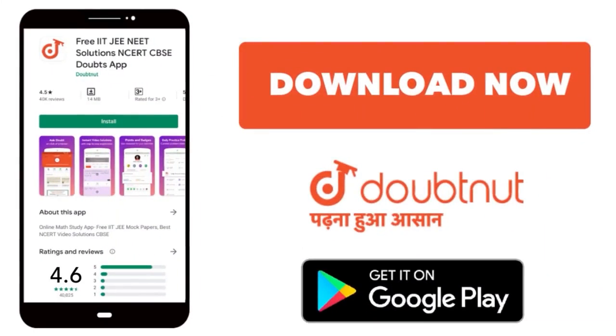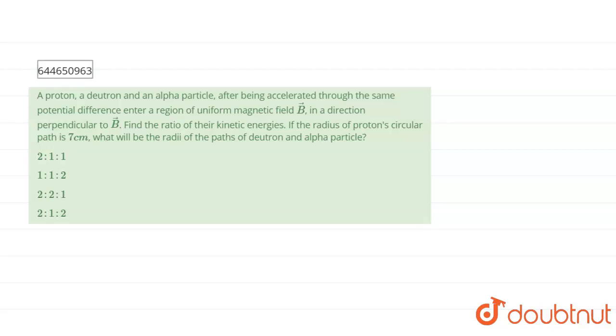Download Doubtnut app today. Hello students, our question is given as: a proton, deuteron and alpha particle, after being accelerated through the same potential difference, enter a region of uniform magnetic field in a direction perpendicular to the magnetic field. Find the ratio of their kinetic energies. If the radius of the proton's circular path is 7 cm, what will be the radii of the paths of the deuteron and alpha particle? Here, 4 options regarding the ratio of their kinetic energies are given.